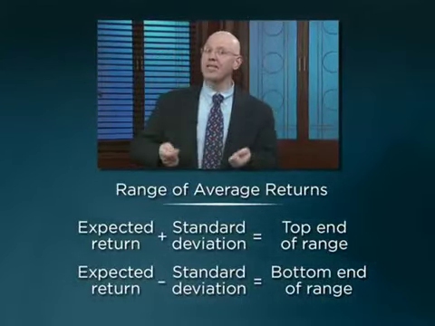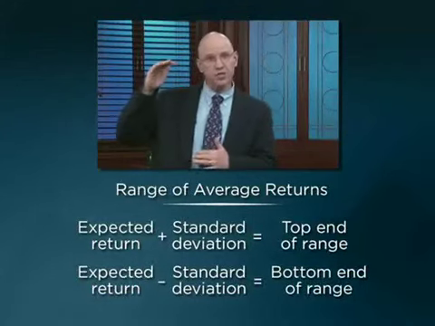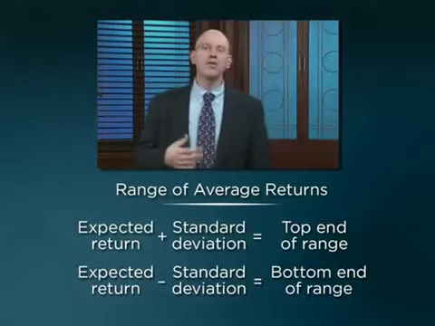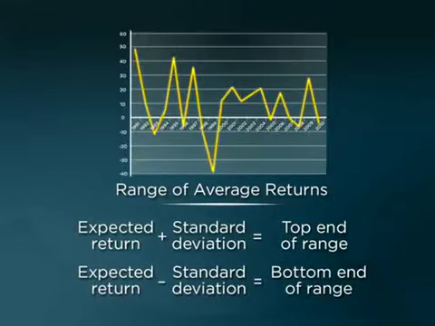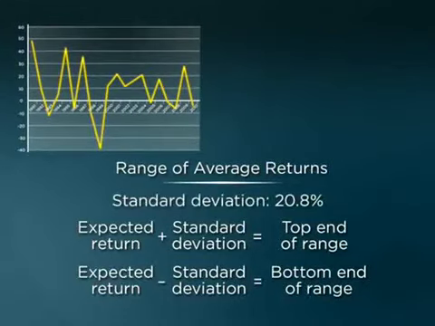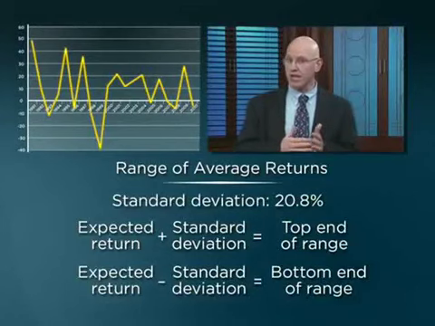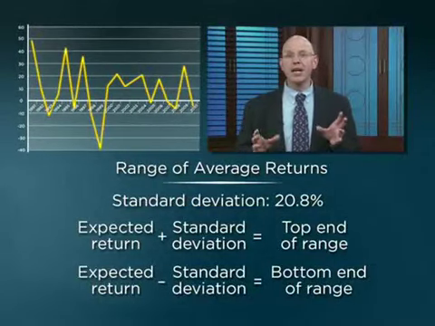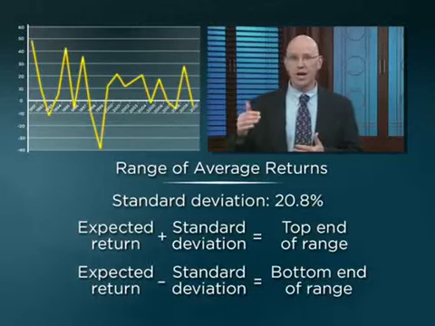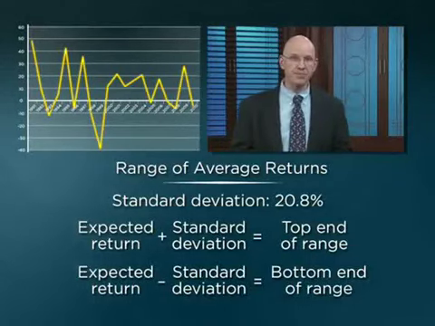So we should expect to see lots of returns throughout this range. For example, returning to the Kellogg returns, I used a spreadsheet to find that the standard deviation of returns over the past 20 years was 20.8%. So the average size of an unexpected return on Kellogg stock is 20.8%.